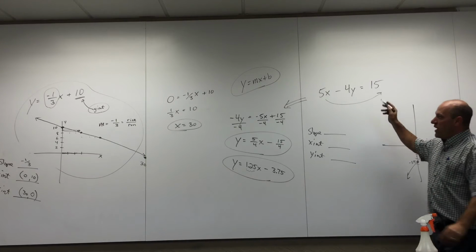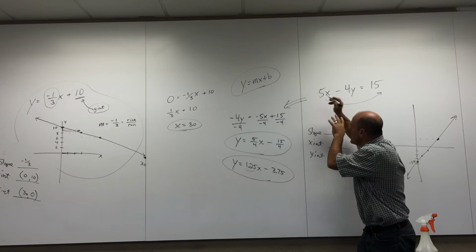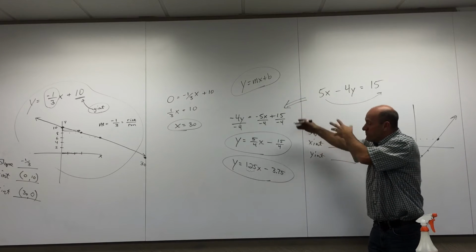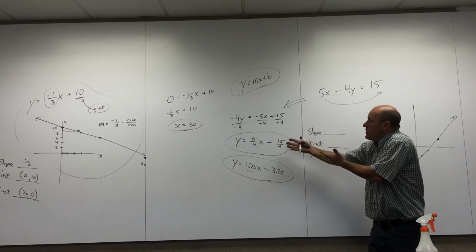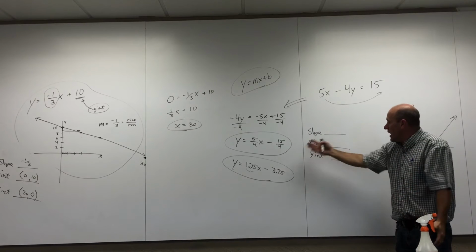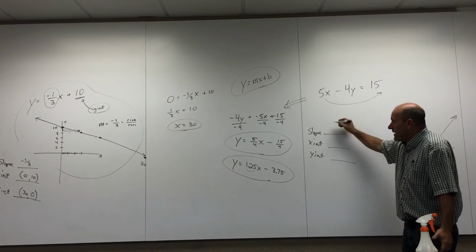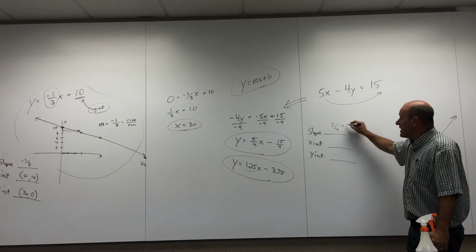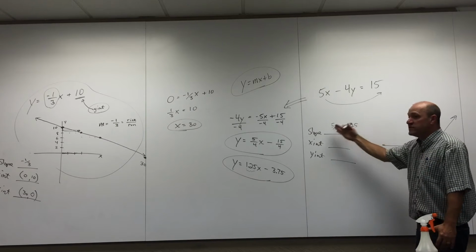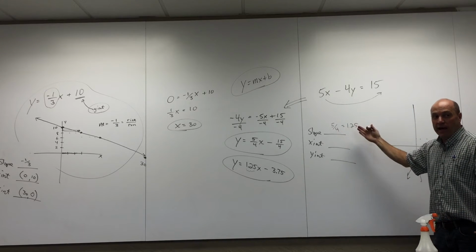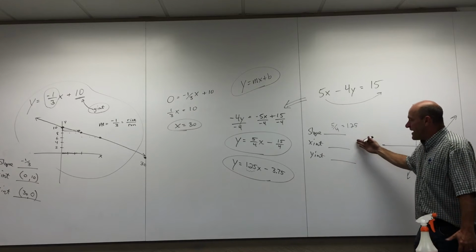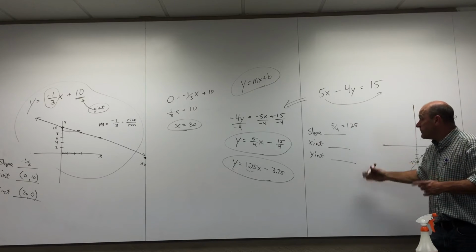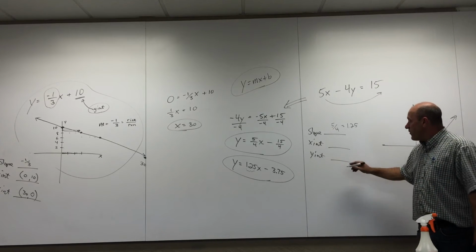All right, so I went with the y equals mx plus b. Let's graph it that way. When I do that, I do have a bunch of this information. What is the slope? I can write the answer 5/4. I could write the answer 1.25. These are all the same, you guys. These are the same numbers. What's the x-intercept? I haven't done that yet. What's the y-intercept? Negative 3.75.